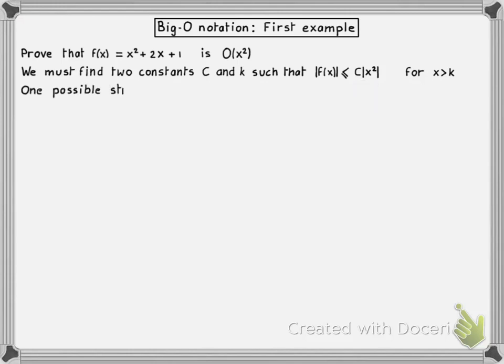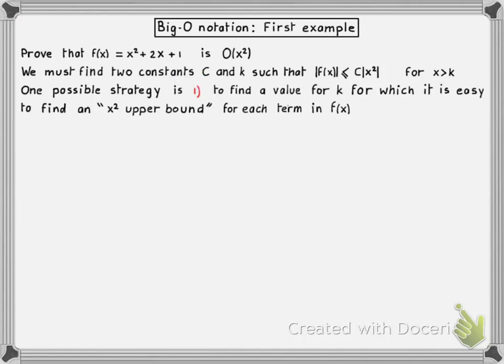Well, one possible strategy is to start with k. So the first step is to figure out how to prove that f of x is less than a constant times x squared. I call that an x squared upper bound. Now, to find an x squared upper bound on f of x, it would be a good idea, maybe, to find an x squared upper bound on every term in f of x. So that will be the first step in this strategy.